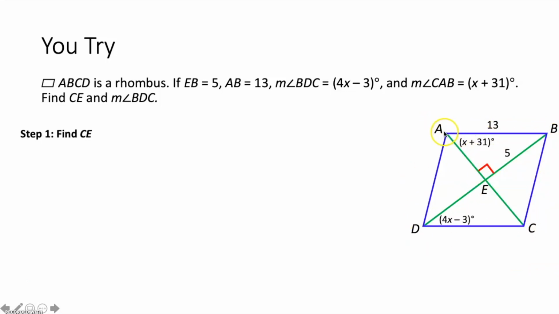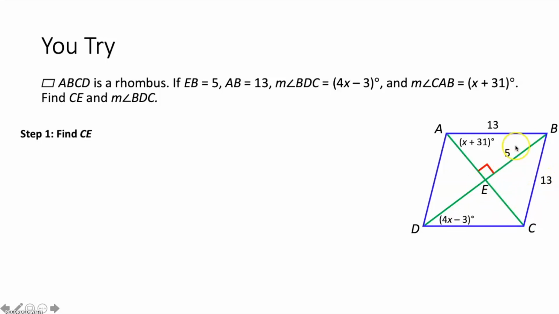So if the measure of segment AB is 13, the measure of segment BC also has to be 13. Now I have created a right triangle that only has one missing side length, the measure of segment CE, what I'm trying to find. So I set up my Pythagorean theorem, a squared plus b squared equals c squared. Again, 13 is your hypotenuse. It's the side that's opposite your 90-degree angle. It has to be your c.